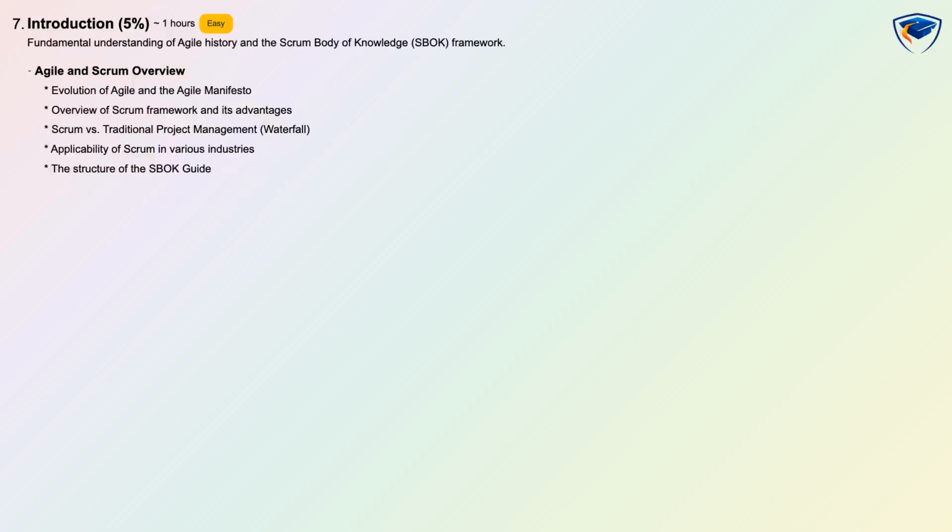Introduction is 5%, easy, and estimated at 1 hour with conceptual and scenario questions. This section covers the evolution of Agile, the Agile manifesto, and a high-level overview of the Scrum framework. You will learn advantages of Scrum versus traditional waterfall approaches and how Scrum applies across industries. The syllabus also explains the structure of the SBOK guide that underpins the exam.